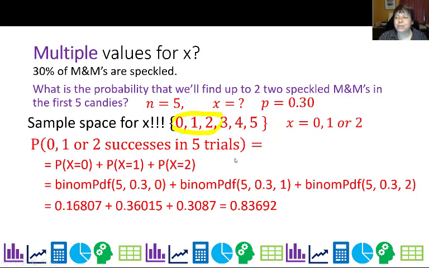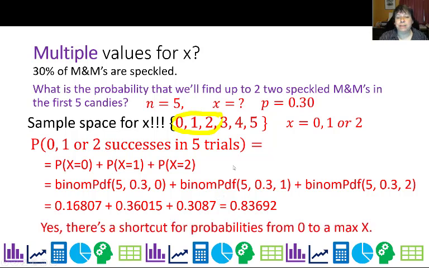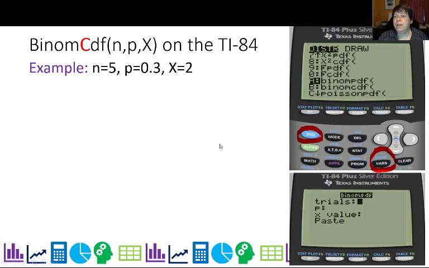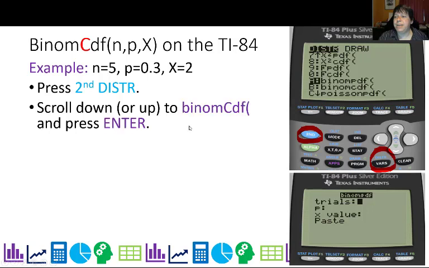But yes, there is a shortcut for probabilities from 0 to a max x value, and it is on your calculator. If you're going from 0, this only does the left chunk. This shortcut on the calculator always starts at 0 and goes up to whatever you say your max x is. So how do we do it? Instead of Binomial PDF, you're going to go to Binomial CDF. Notice C stands for cumulative, starting from 0 to whatever.